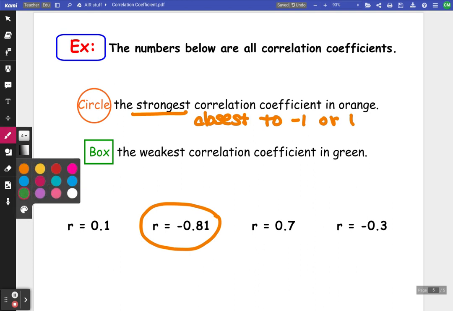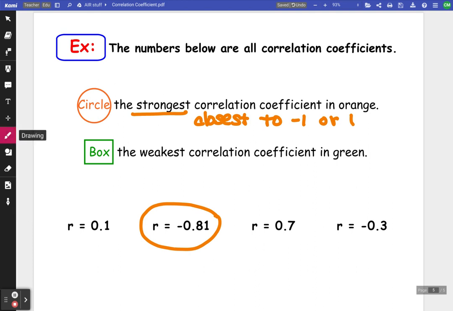Now, the weakest correlation coefficient, the one that I'm going to put a box around, is the number that is very closest to 0. It does not matter if it's positive or negative. It needs to be closest to 0. And of all of these numbers, that's this one right here. So that would be my weakest correlation coefficient. And that's what you need to know about these.